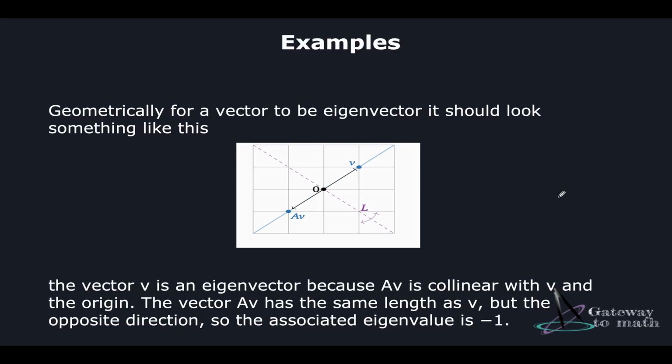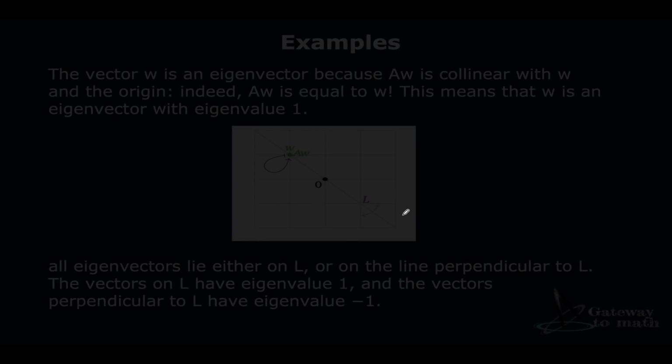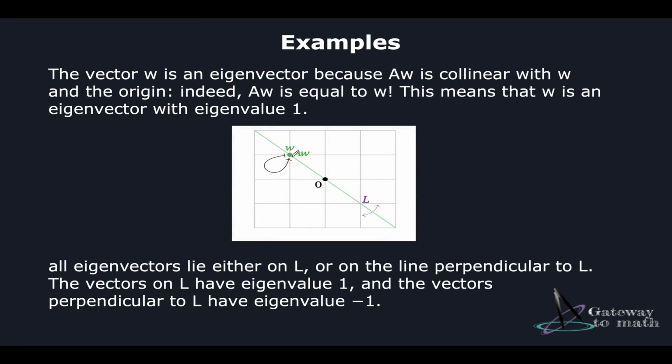So that's pretty much it for this example. Let's take another example here. w is in line with the origin O, which is in line L, and Aw coincides with w. So this is coinciding with this, but still Aw is in line with w and O. Despite the fact that it is coinciding, it's still in line. So this w is also an eigenvector.